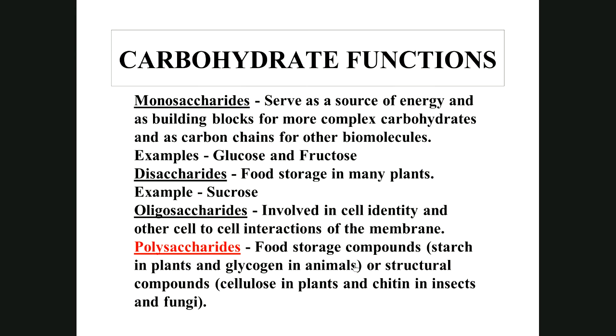Or structural compounds, like cellulose in plants. They have cell walls made of cellulose, which we cannot derive benefit from. That's the roughage in our diet. And chitin in insects and fungi. Chitin makes insects have hard shells. And insects have that, and fungi have it too. It's just that it's so thin you really can't feel it. But you know, insects are crunchy. That's their shell.